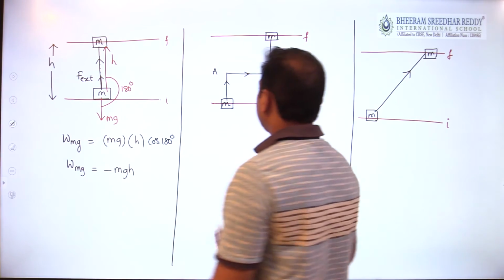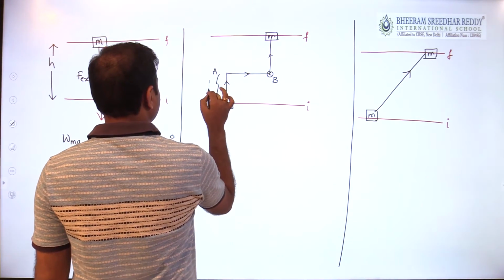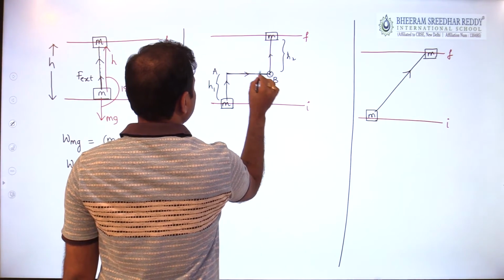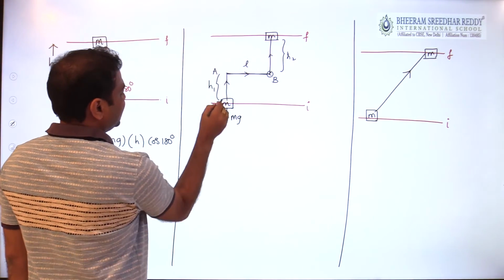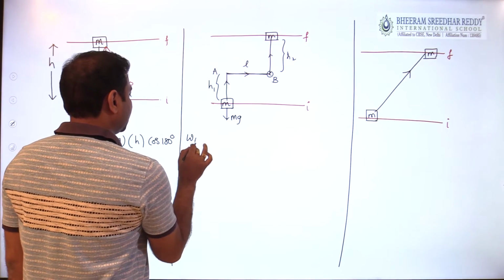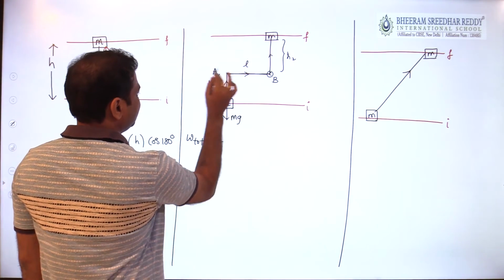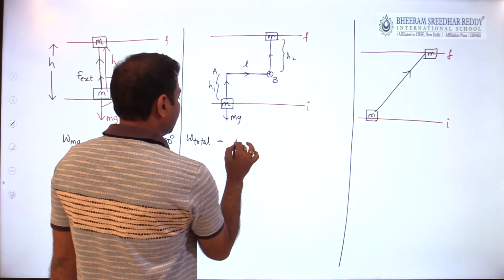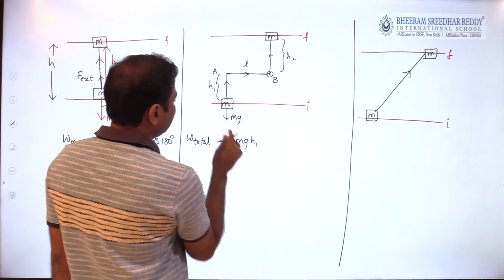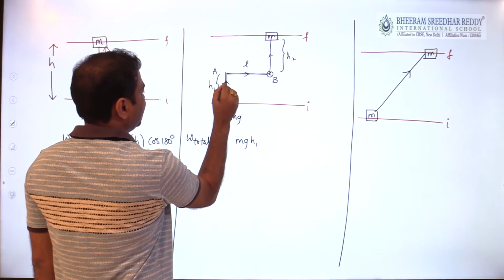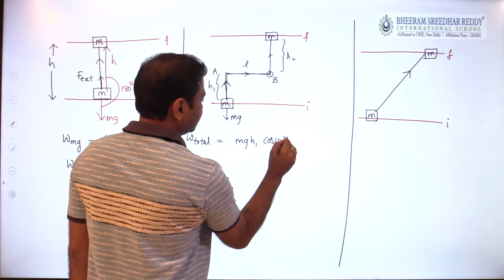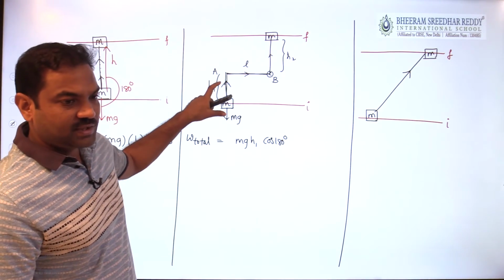Second case. This height we don't know, so I am writing this as h1, and this height as h2. Now this length is L. What is the work done by weight in rising the h1 height? Total work done, I am writing now. First, what is the work done in this vertical height h1? mg is the force, h1 is the displacement. Displacement is upward, force is downward, cos 180. So this is the work done in the h1 height raised.